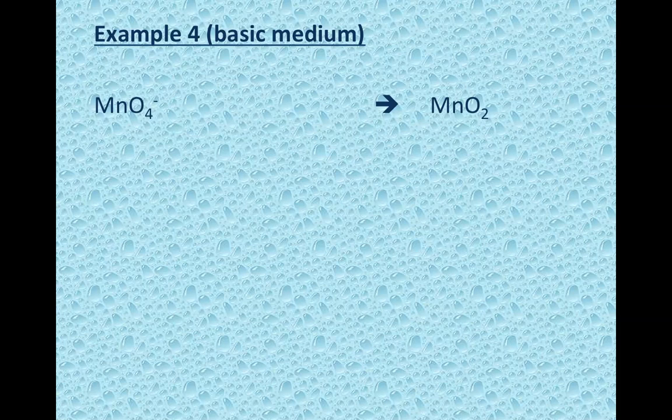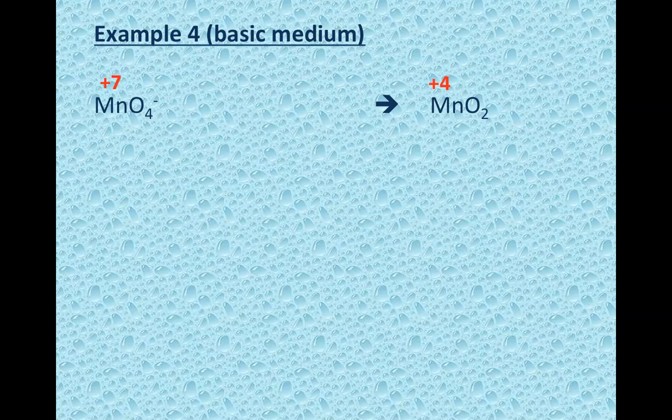So let us start by calculating the oxidation number of the manganese atom. In the manganate ion, the oxidation state of Mn is +7, and in the manganese dioxide, the oxidation state of Mn is +4. So for step 1, balance the atom that has been reduced or oxidized. In this case, if you check both sides, there is one Mn atom on both sides. So step 1 is done.